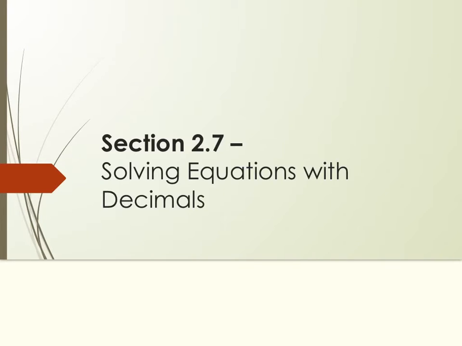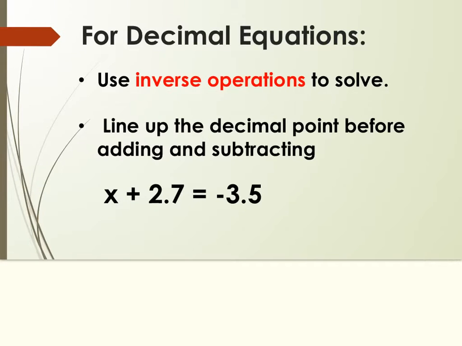Section 2.7, Solving Equations with Decimals. Solving decimal equations is the same as regular equations. You use inverse operations to solve them, but you just make sure that you line up the decimal point before adding and subtracting. For example, x plus 2.7 equals negative 3.5.